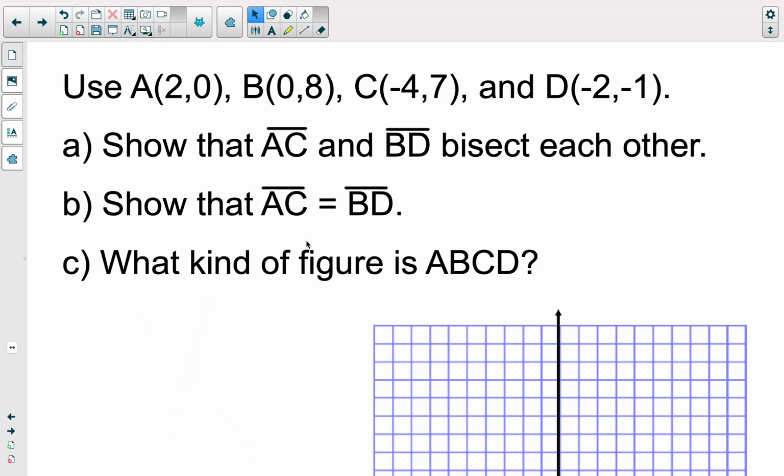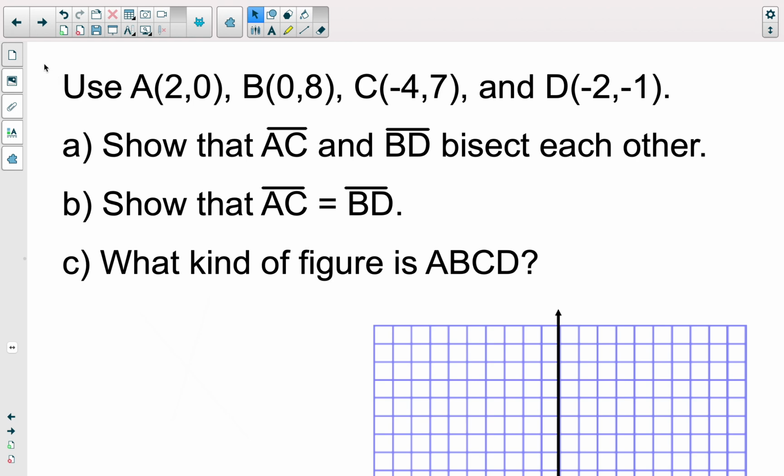Okay, last example here. So we're going to use points A, B, C, and D with the coordinate points 2, 0, 0, 8, negative 4, 7, and negative 2, 1, respectively. We're going to first try to show that segment AC and segment BD bisect each other. Then we're going to try to show that segment AC is equal in length to segment BD. And then we're going to try to identify what type of shape this polygon ABCD is, right?